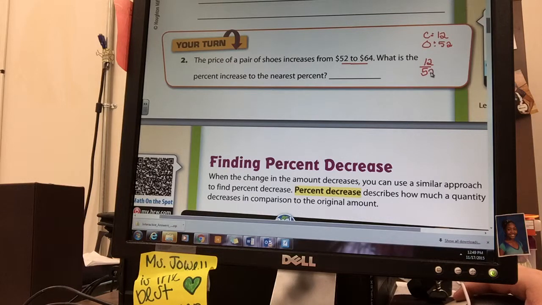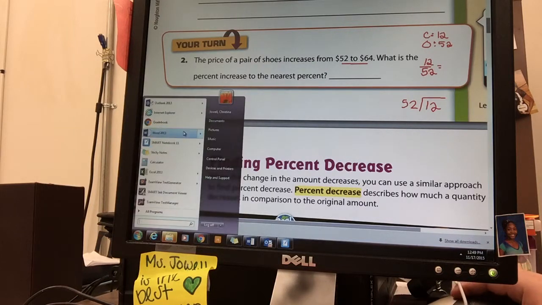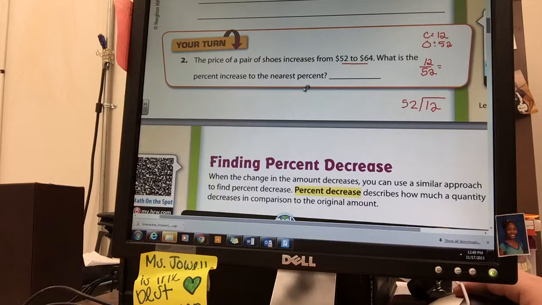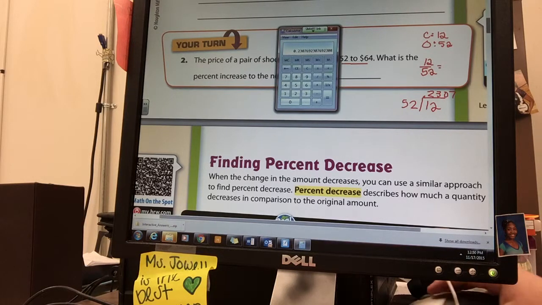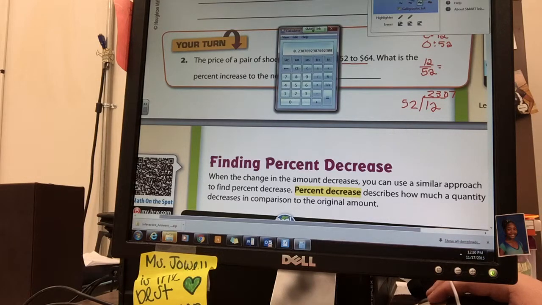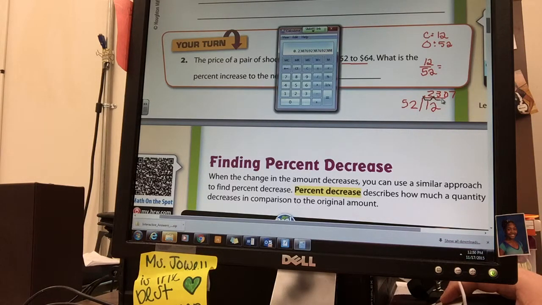How do I change that to a percent? I have to divide. And I'm going to use my calculator. And I get 0.2307. And how do I change that to a percent? I move my decimal over twice. So it was a 23% increase.